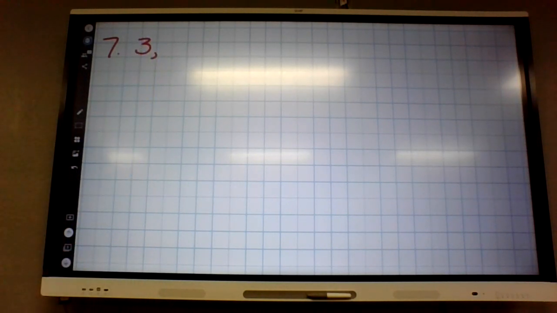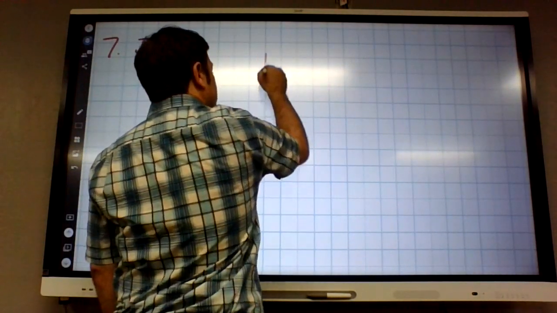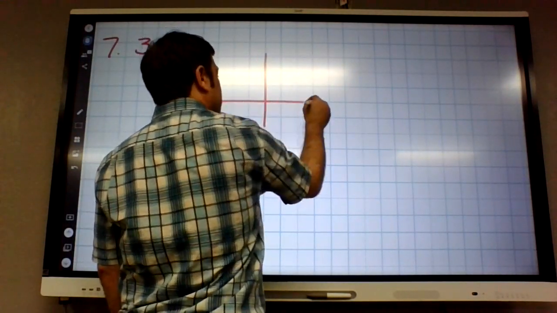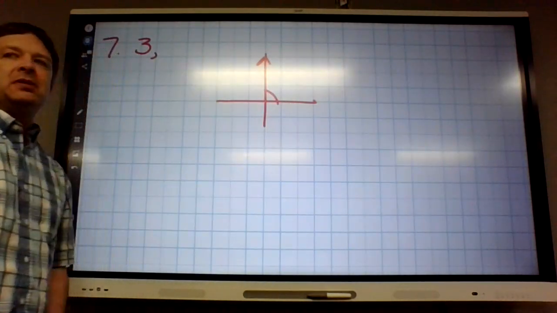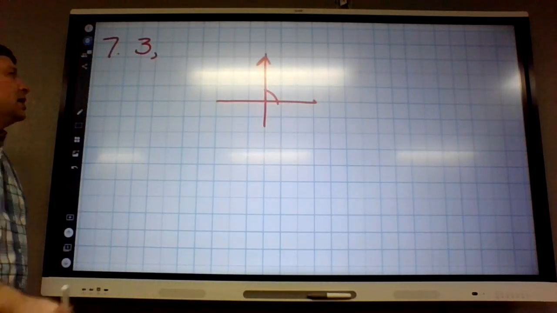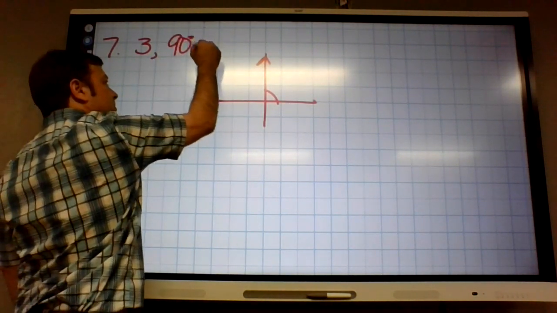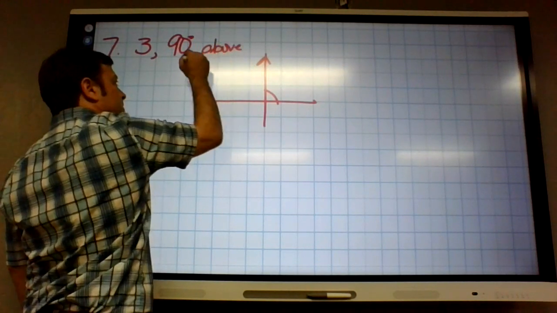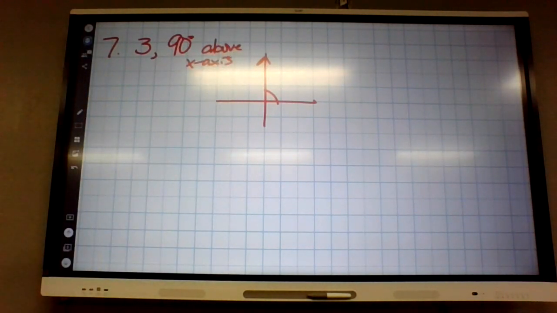And what is the direction of the vector? Direction's an angle. So if we're right here, what's that angle? 90. So it's 90 degrees above the x-axis. It's not really positive or negative x-axis, it's just above.